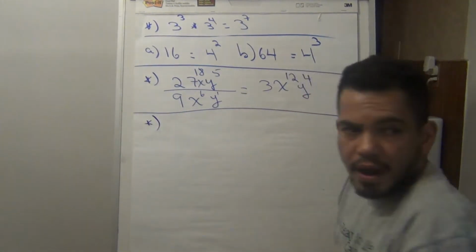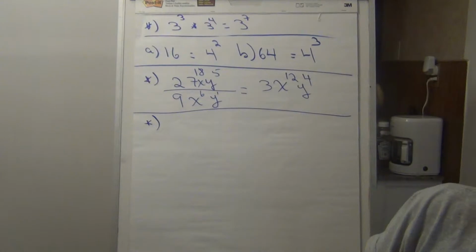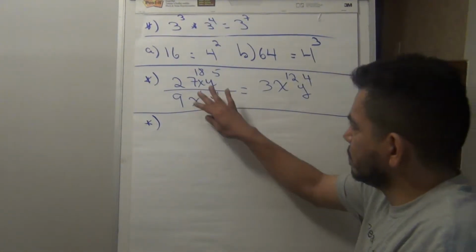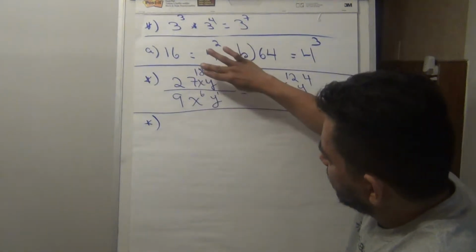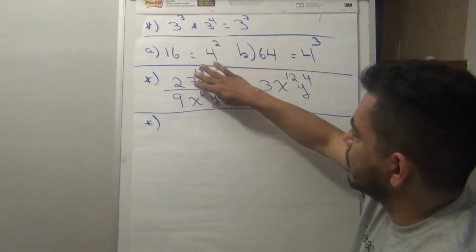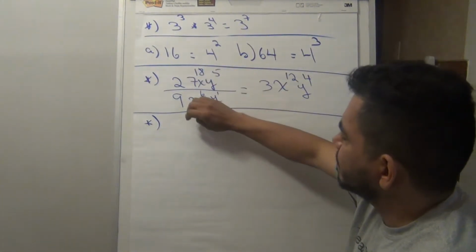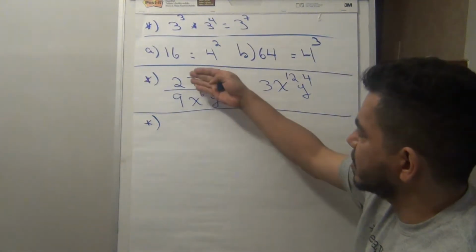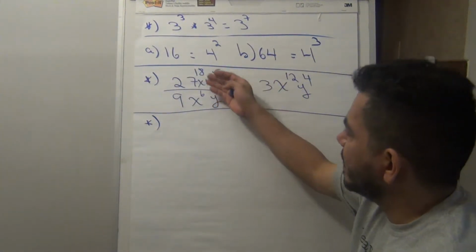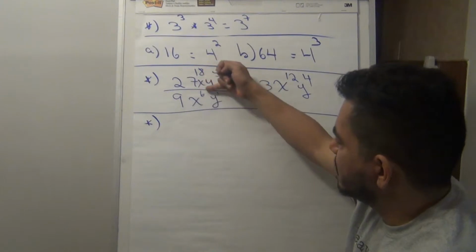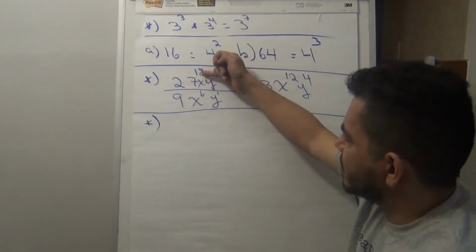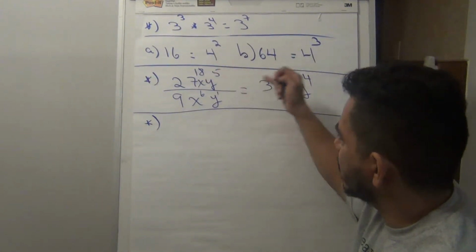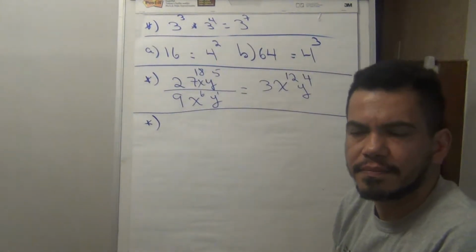Okay, next problem. Oh, by the way, each of these problems says why. Why means explain. So what you can say is the following. Well, we know that when we divide coefficients, we just divide them. So 27 divided by 9 is 3. And then when you divide powers of the same base, we have to subtract. So x to the 18th divided by x to the 6th is 18 minus 6 is 12. And then 5 minus 1 is 4. And that's it.